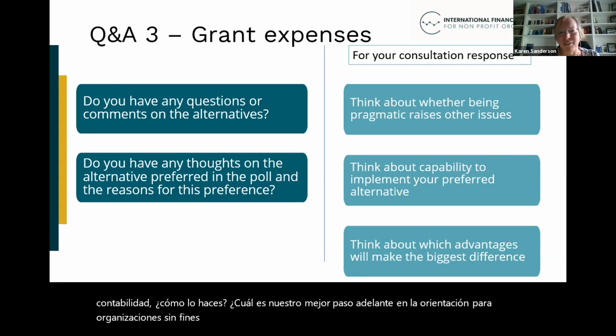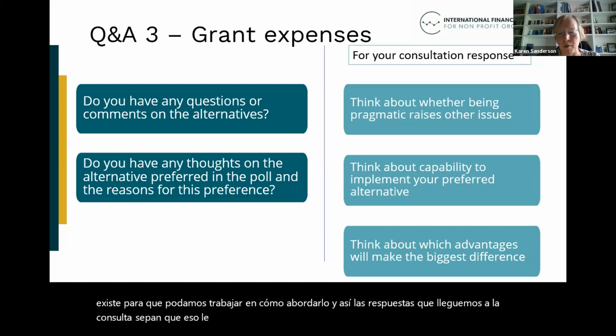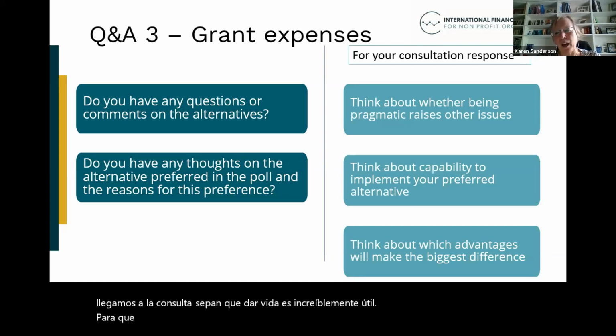And in doing that, we have to recognize the complexity that is there, so that we can then work through how we deal with that. And so responses that we get to the consultation that bring that to life are incredibly helpful for us to give us an evidence base about how we might move things forward. So yes, I really recognize the point that you're making.